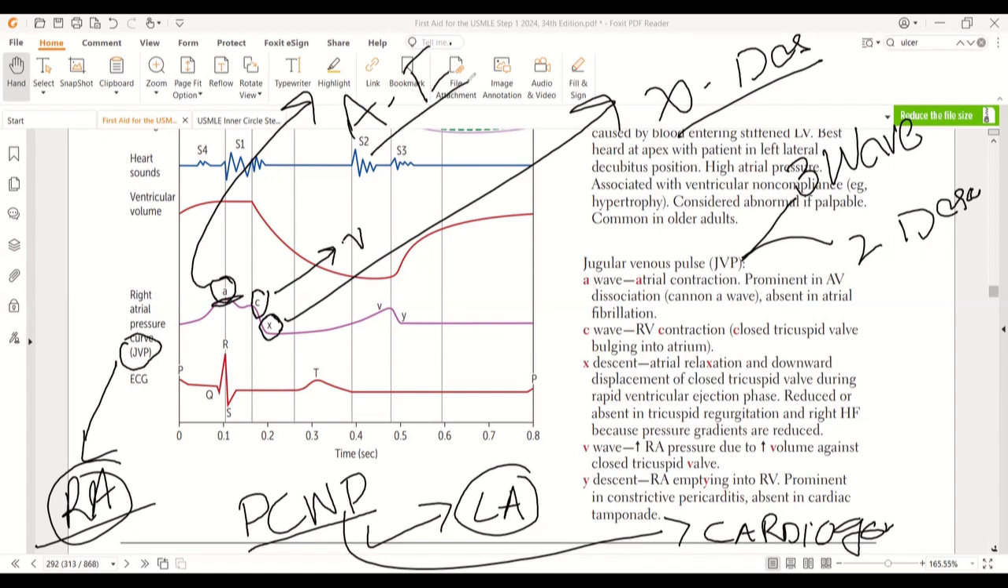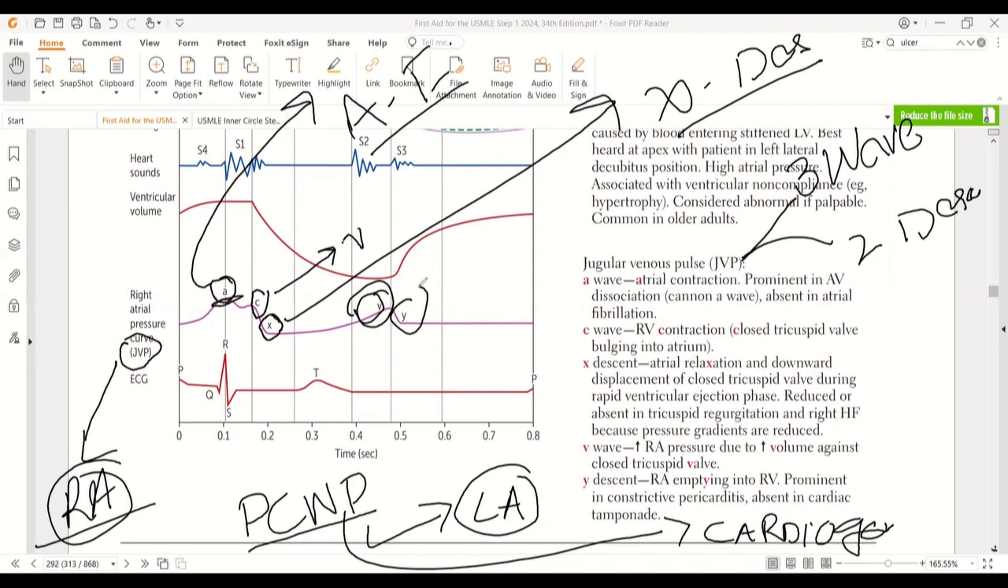Okay. So another wave, V wave. The V wave represents increased right atrial pressure, filling. Yes. And I have a last question. One is the X descent. Okay, so the last one is the Y descent.